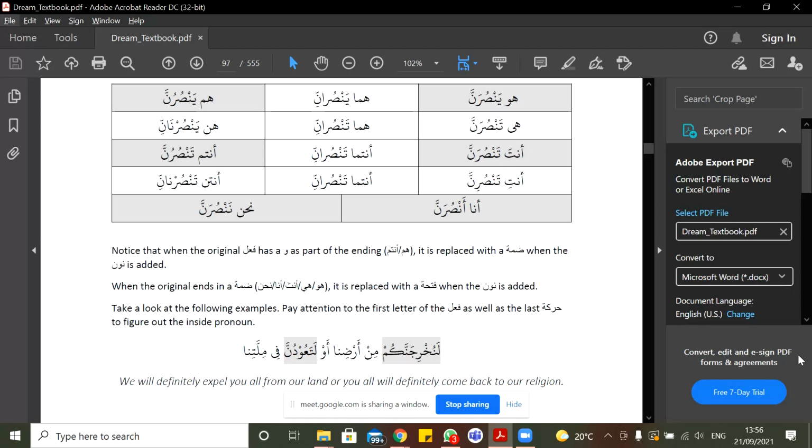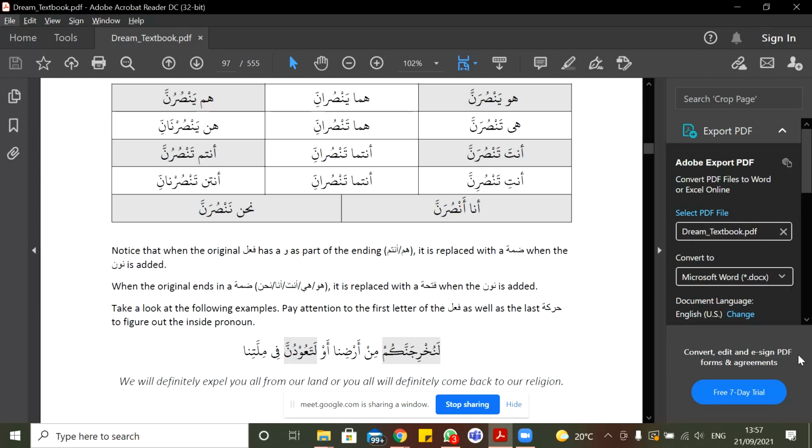Now what is the fi'l mudari? I'm not asking about the inside pronoun. So what is the fi'l mudari for you all? The fi'l mudari would be antunna ta'udu. No. Give me the fi'l mudari chart. Just start your fi'l mudari chart.